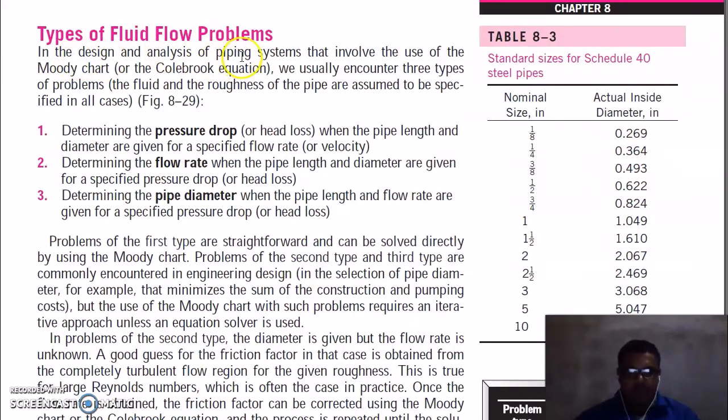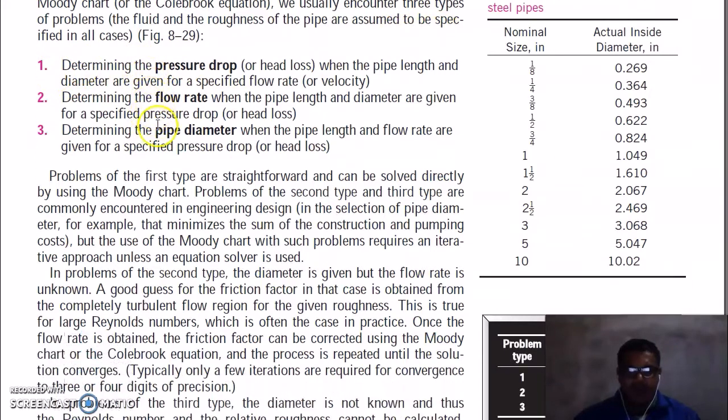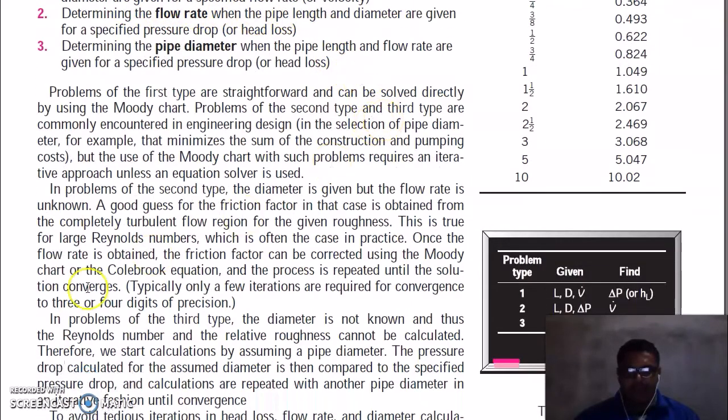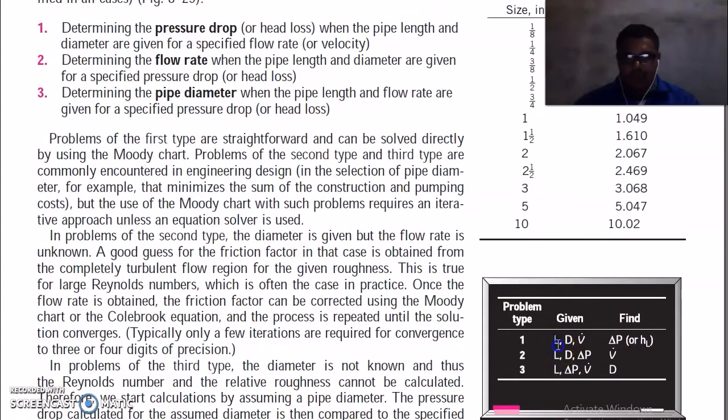Types of fluid flow problems in the design and analysis of piping systems that involve the use of the Moody chart: we usually encounter three types of problem. The fluid and roughness of the pipe are assumed to be specified. So the first problem is to determine the pressure drop when the pipe length and diameter are given for a specific flow rate. So length is given, pipe diameter is given, volume flow rate, or you can say velocity, is given. You have to find the head loss in the pipe.